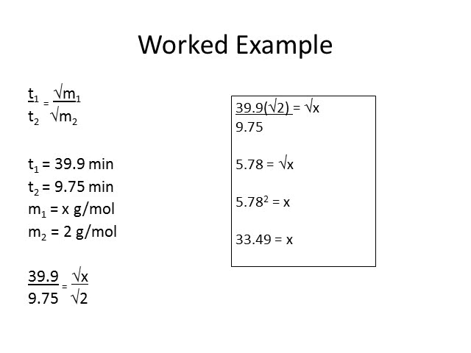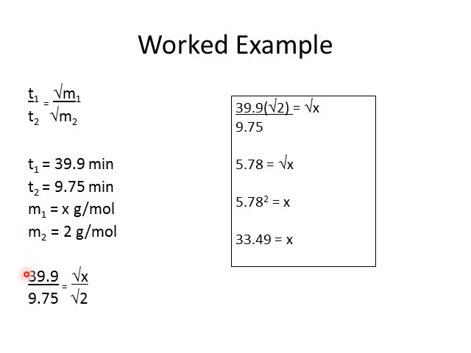So putting that information together, I have time 1, which was my 39.9 minutes, and that was related to molar mass 1, which was X grams per mole. We don't know what that is. Time 2, we were given at 9.75 minutes, and mass 2 we do know, which is hydrogen H2, which gives us 2 grams per mole as its molecular mass. And we simply filled that data into the formula.